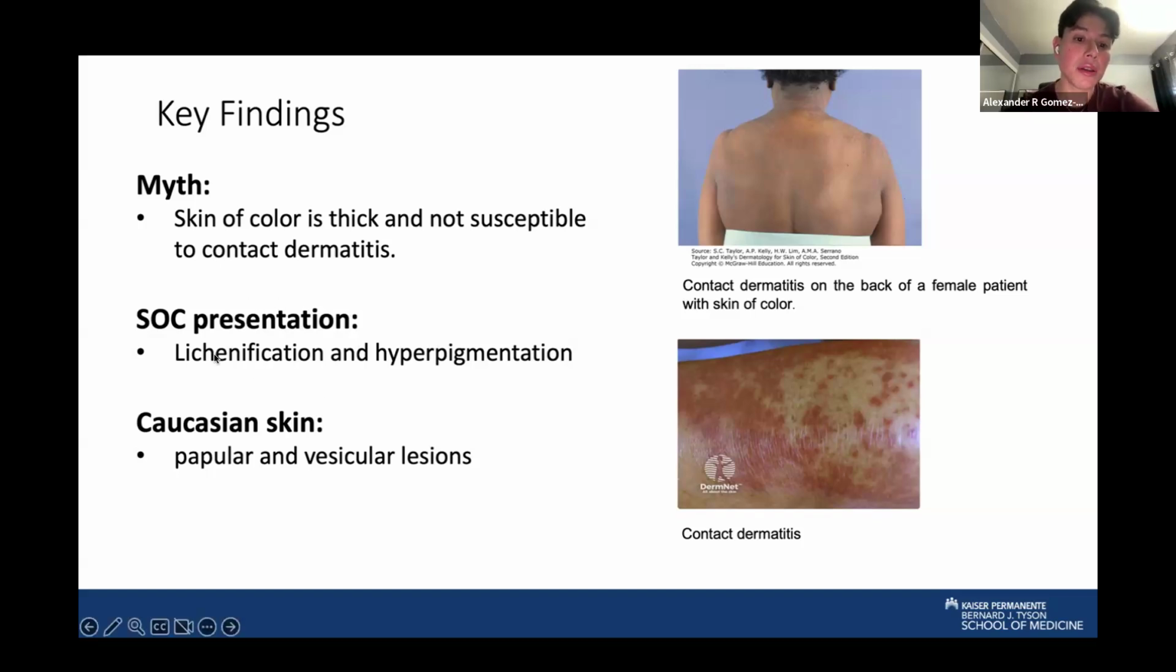And in people with skin of color, there is also lichenification and hyperpigmentation. So hyperpigmentation looks like the top patient with these darker patches in the back. And then lichenification means there's this thickening, rubbery feeling associated with contact dermatitis. And so the skin just becomes a lot more thickened. It might feel rubbery. And so that's something to look out for in patients with contact dermatitis that have skin of color.